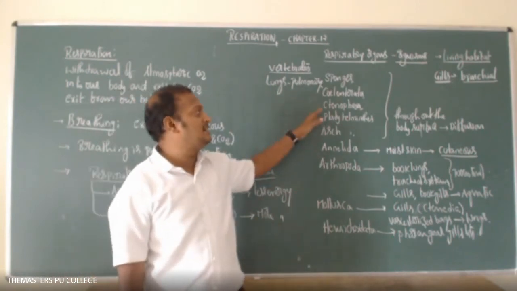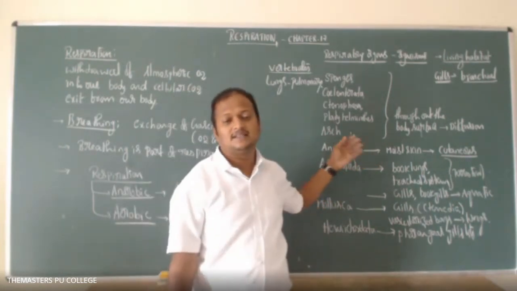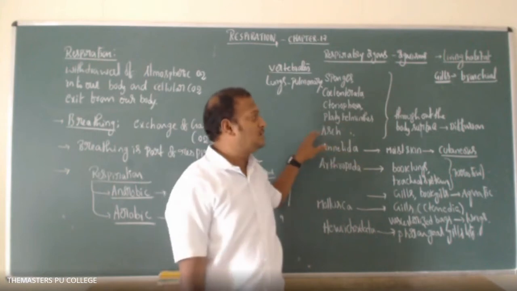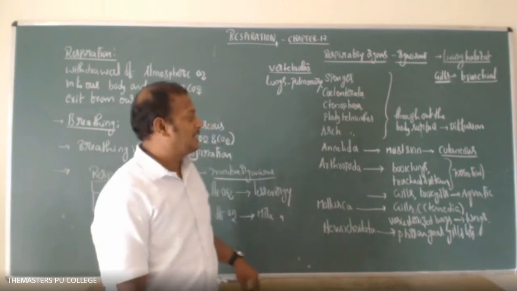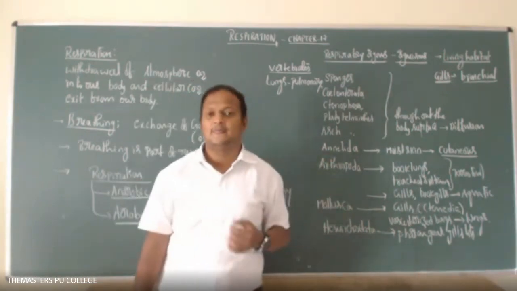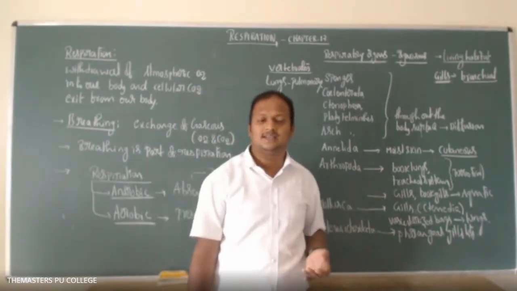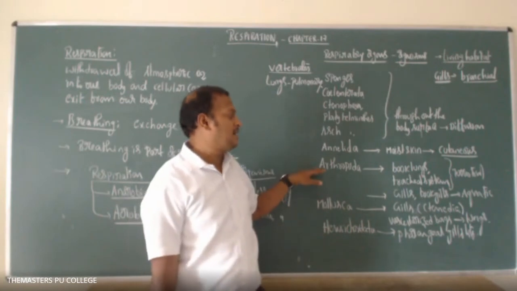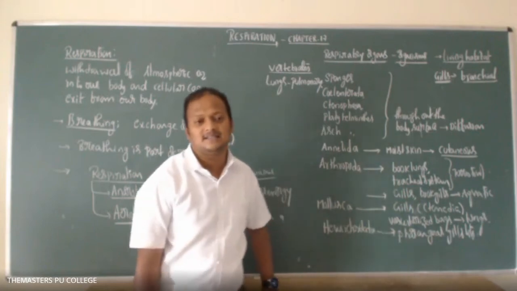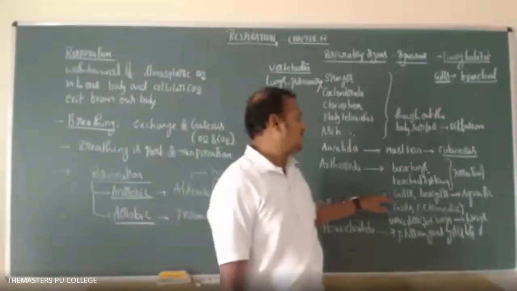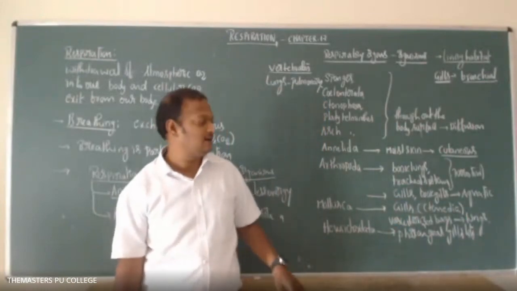So in sponges, Cnidaria, Ctenophora, Platyhelminthes and Aschelminthes, specialized respiratory organs are not developed; throughout the body surface, by the process of diffusion only, respiration takes place. And in Annelida, moist skin develops, and through the moist skin cutaneous respiration takes place by diffusion. Terrestrial arthropods have book lungs and a tracheal system as respiratory organs, and aquatic arthropods have gills and book gills.